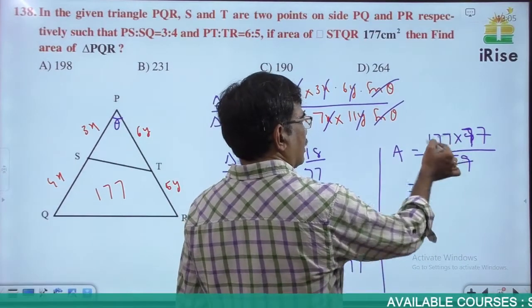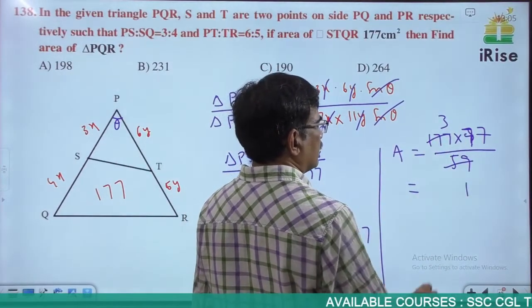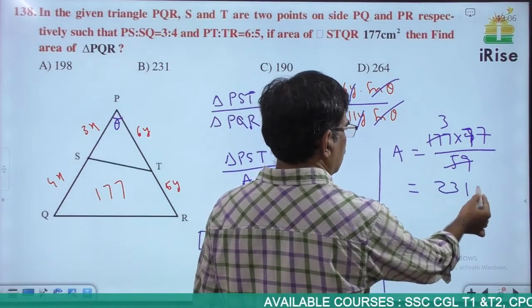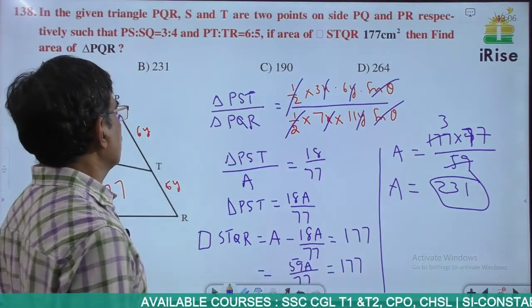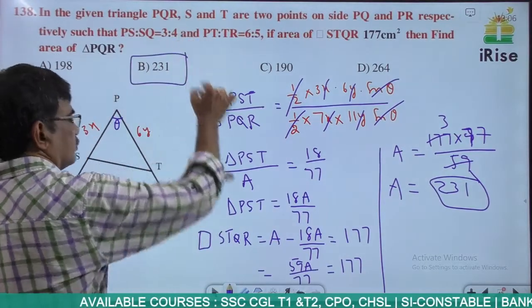59 3's are 177, so they cancel. 3 7's are 21, 3 7's are 21 plus 2 is 23. So this is the area. A is nothing but the area of triangle PQR. Answer is 231.